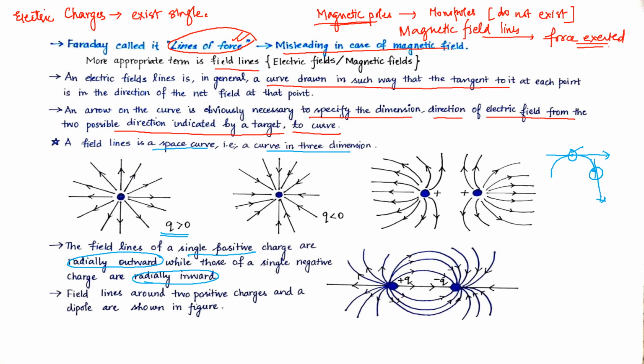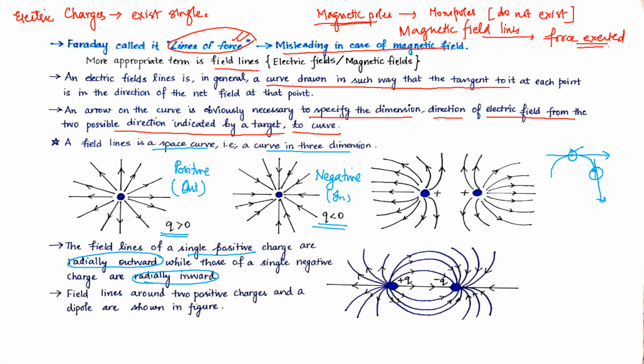This is Q smaller than 0, that is negative. And these lines are moving inside the charge, inside the negative charge. For positive charge, radially outwards. For negative charge, radially inwards.